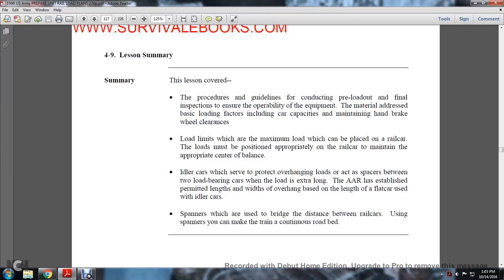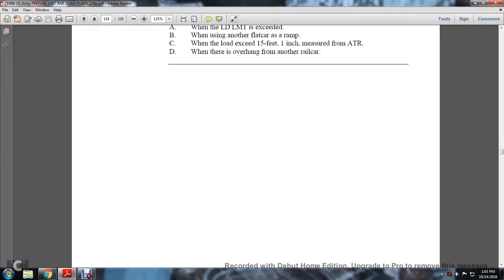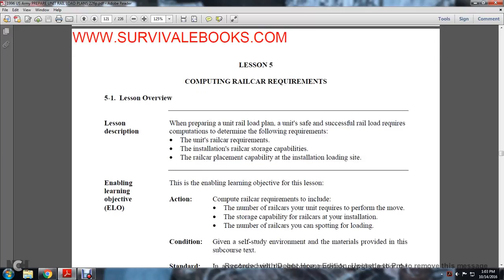Spanners are used to bridge the distance between the railway cars. Using spanners, you can make a train a continuous road bed. This shows the lesson practice exercises. And then there's Lesson 5, computing railway car requirements.